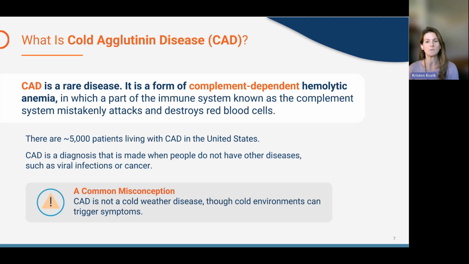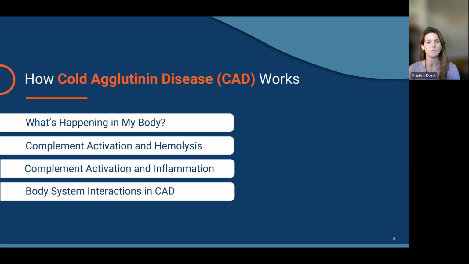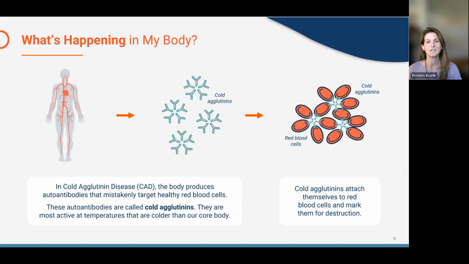So let's move into more specific material regarding what is happening in the body when you have CAD. We're going to talk about what's happening in the body, that complement activation and hemolysis, some inflammation, we'll talk a little bit about that, and then the body system interaction with CAD. So we talked about our immune system. They're meant to help us fight infection. Let's talk about cold agglutinin disease.